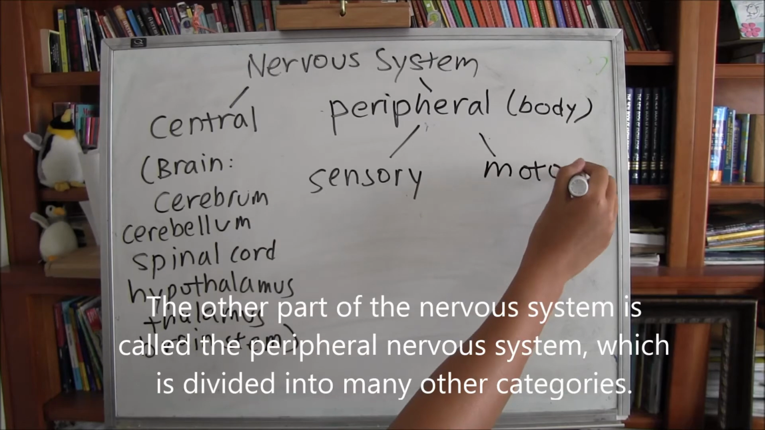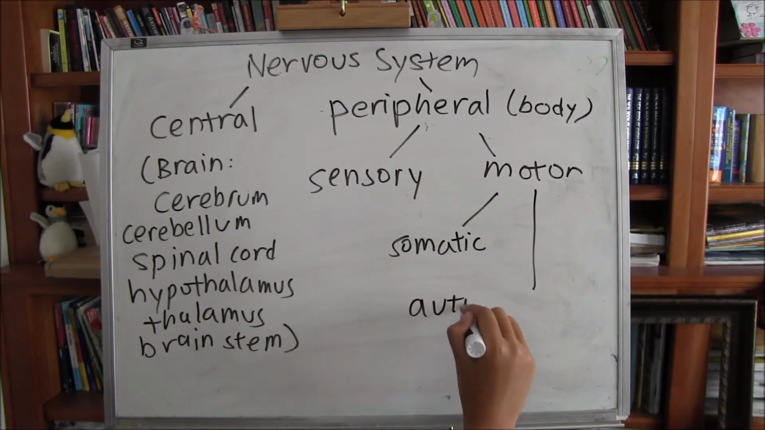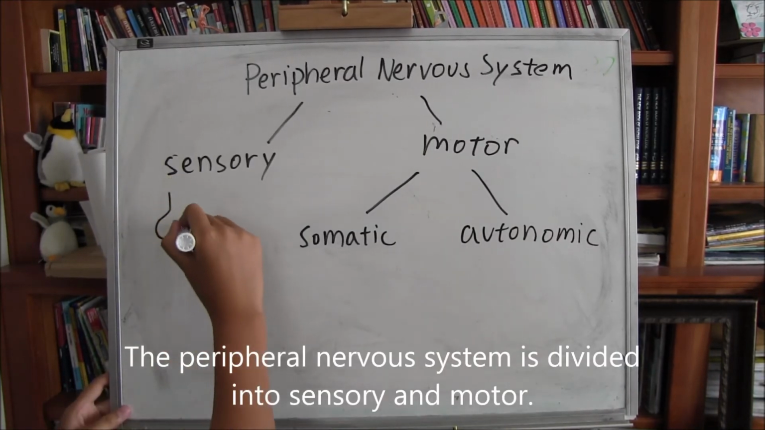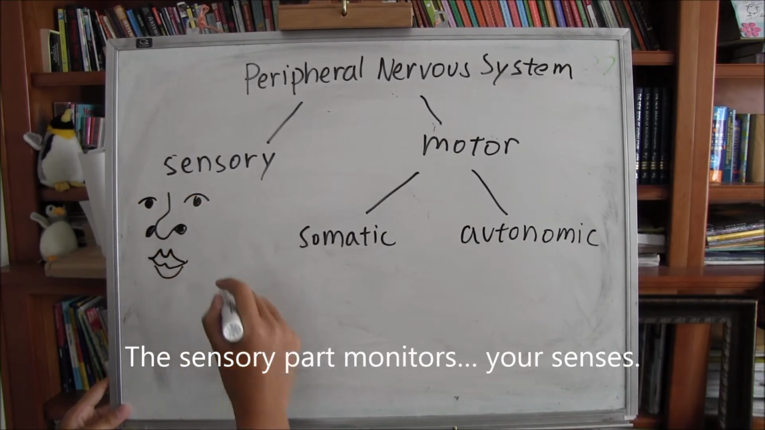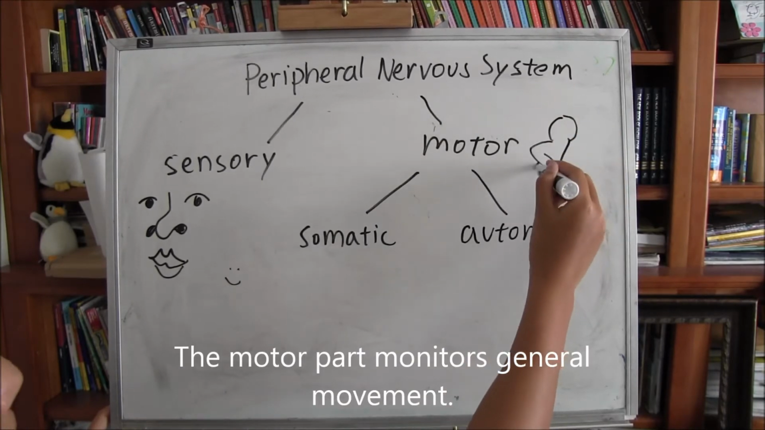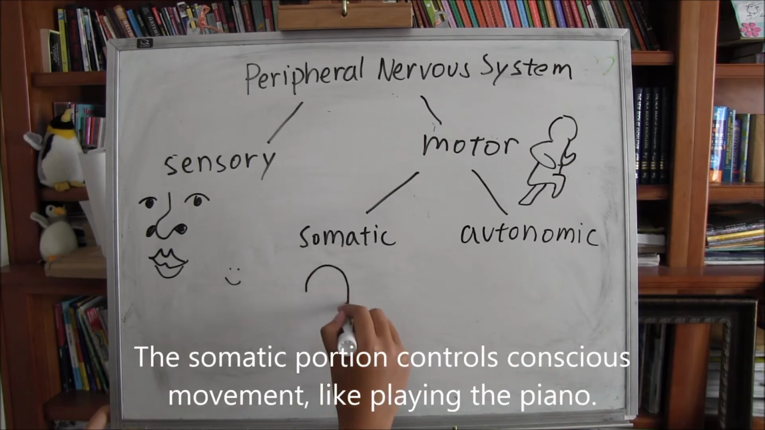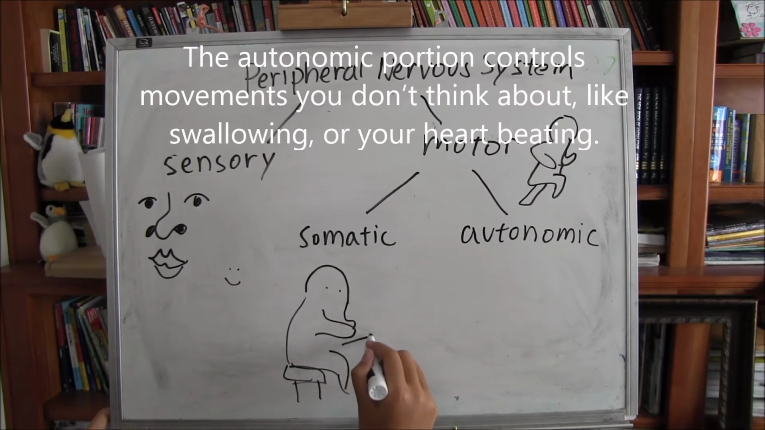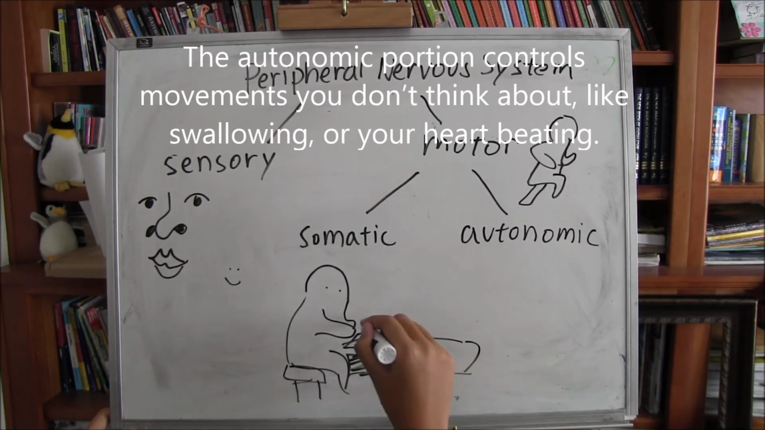The other part of the nervous system is called the peripheral nervous system, which is divided into many other categories. The peripheral nervous system is divided into sensory and motor. The sensory part monitors your senses: smell, sight, taste, touch, and hearing. The motor part monitors general movement. The motor division is also divided into somatic and autonomic. The somatic portion controls conscious movement, like playing the piano. The autonomic portion controls movements you don't think about, like swallowing or your heart beating.